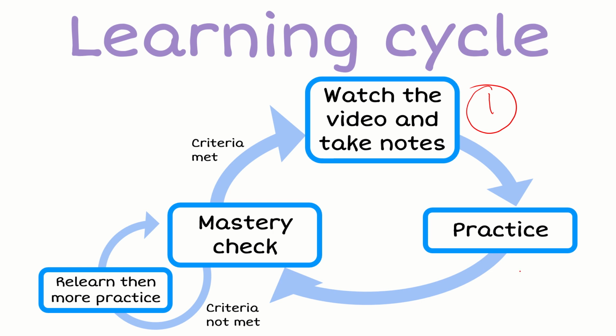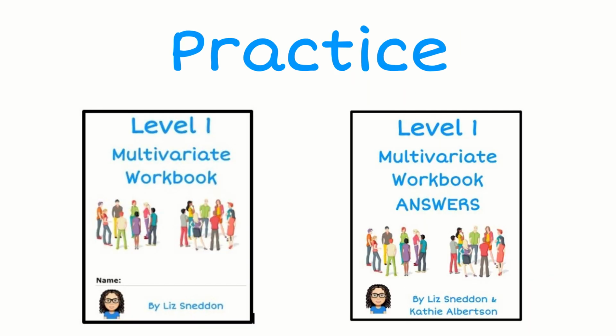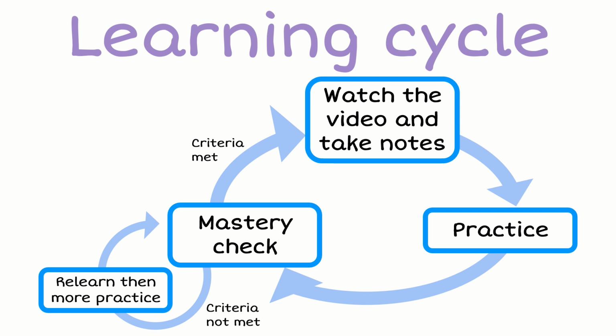Then once they've done that, they need to go ahead and do their practice. This is where I have a bunch of different workbooks, and for example on my website, for level 1 multivariate, I've got workbooks, I've got answers, and I've changed the settings so that when you click on them, it now automatically opens up and asks if you want to make a copy, so that you've got your own copy. So that's step 1 and step 2.